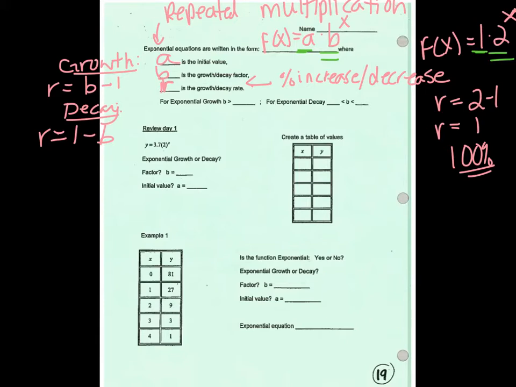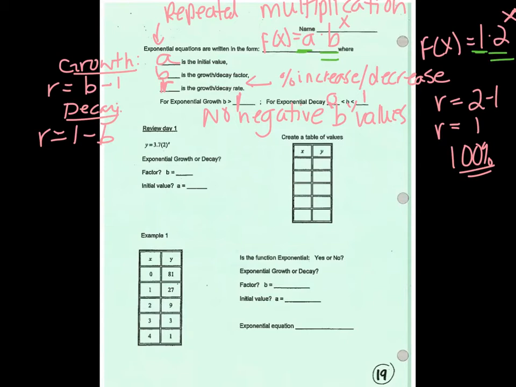So exponential growth happens when you have a B value greater than 1, when you're multiplying by something bigger than 1. Exponential decay, meaning the amount is getting smaller, happens if you have a B value between 0 and 1. There are no negative B values. I'll explain why in class.